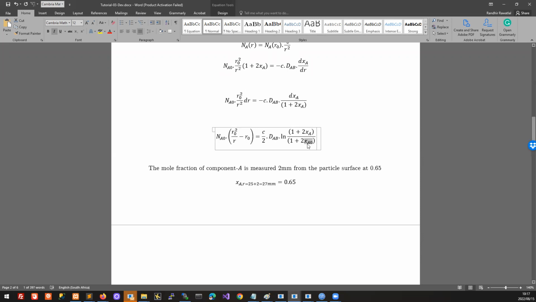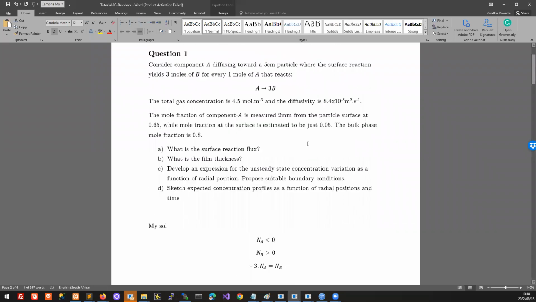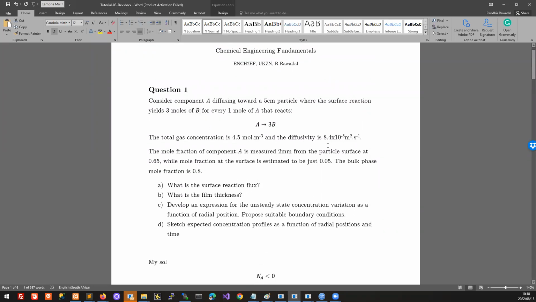Any takers? XA naught equals? So it says here that the mole fraction at the surface is estimated to be just 0.05, so XA naught is 0.05. Does it say that there? Let's see. Okay, yeah, while the mole fraction at the surface is estimated to be that. Yeah, so that's right. That's what you can use.